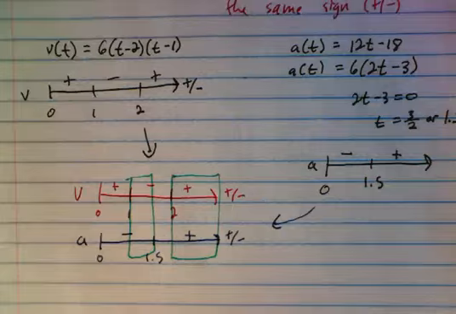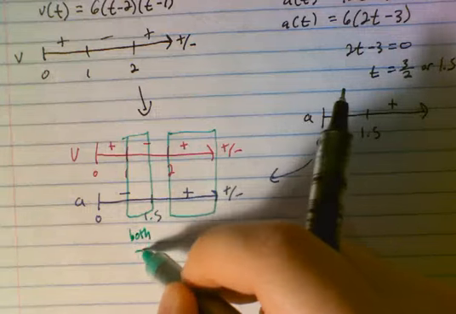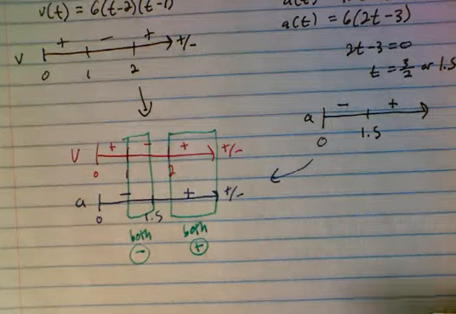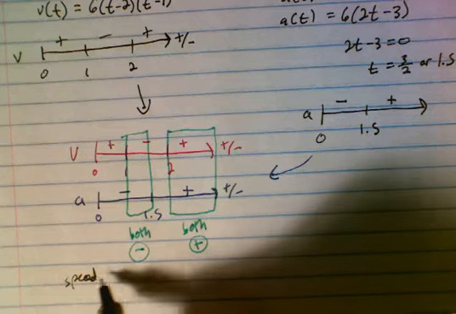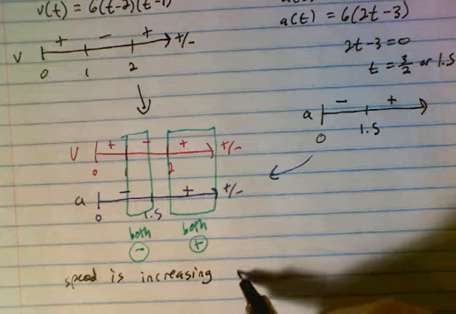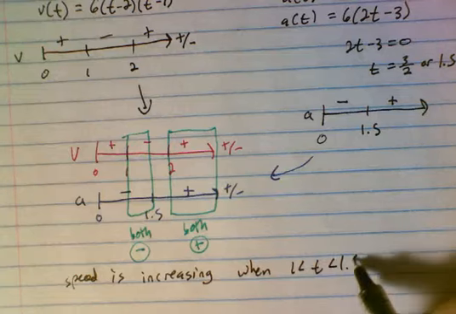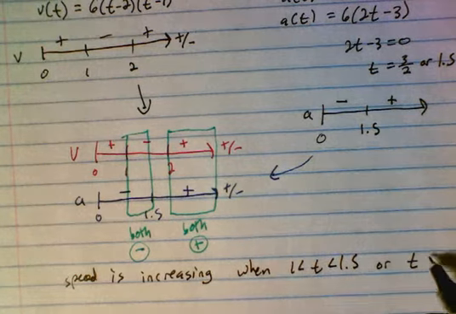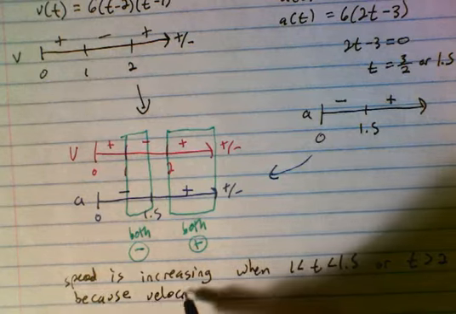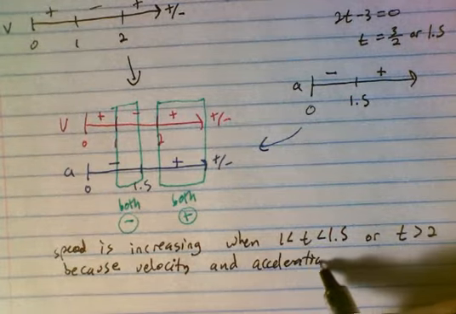So what I see at these little parts that I circled in green is that these are both negative, both positive. So speed is increasing when t is between 1 and 1.5, or when t is greater than 2, because velocity and acceleration have the same sign.